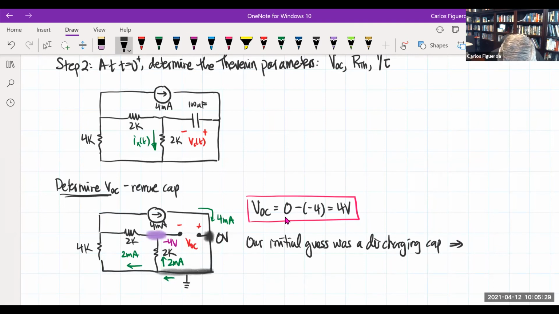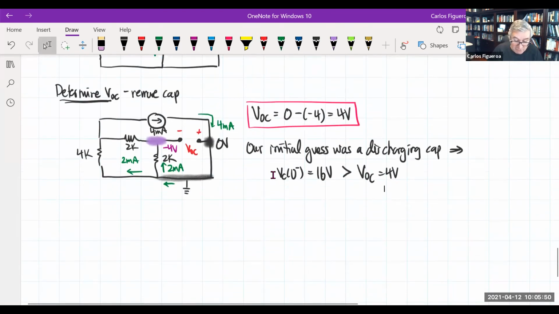What this means here is that all of a sudden we're finding that VC of 0 minus, which is 16 volts, is now greater than VOC, which is 4 volts, and that indicates discharging. So that was a good guess. And again, it's just practice. It's not magic. It's just practice more than anything.